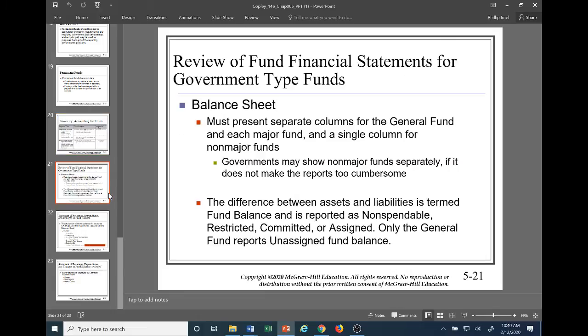Okay, now let's just look at a review of the fund financial statements for governmental type funds, because I know we've covered a lot of ground since we've looked at what actual fund financial statements are included. So we know governmental type funds have a balance sheet, right? And remember, the balance sheet must present separate columns for each of the major governmental funds. And remember, what fund is always a major fund?